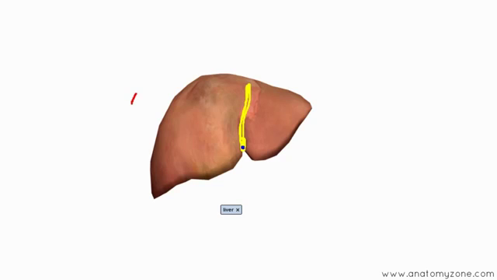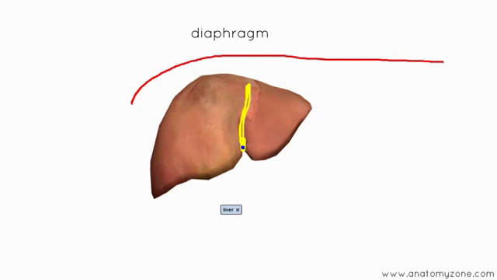So remember, above the liver you've got the diaphragm. I'm drawing the diaphragm on here, in red. And reflecting off the diaphragm, you've got folds of peritoneum. These folds of peritoneum reflect off the inferior surface of the diaphragm and attach onto the liver. So you've got these reflections from the inferior surface of the diaphragm which reflect onto the liver.